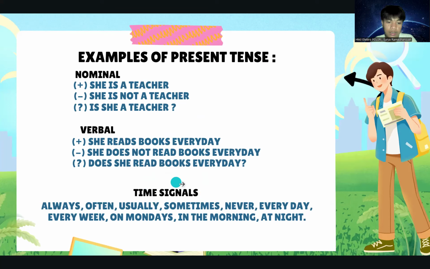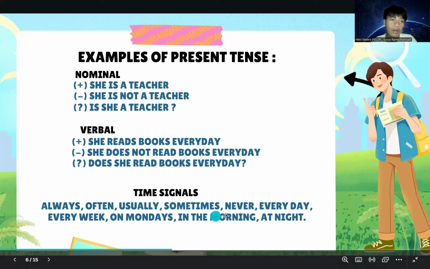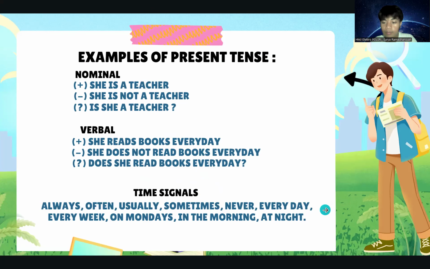Okay, time signals. Time signals in present tense are always, often, usually, sometimes, never, every day, every week, on Mondays, in the morning, at night, and many things.